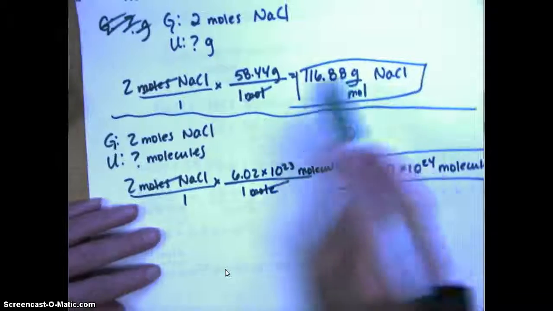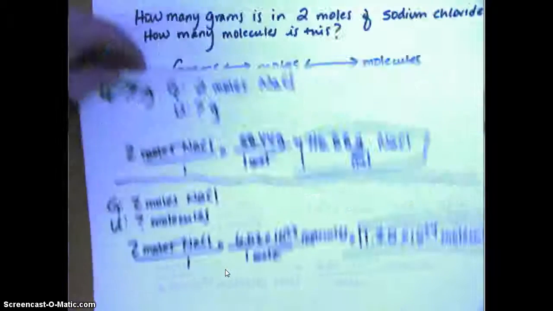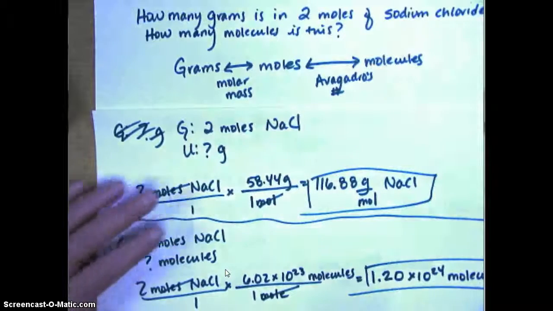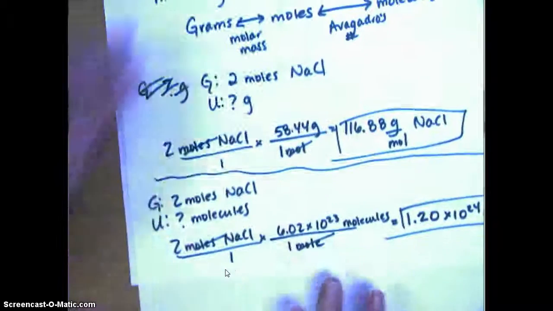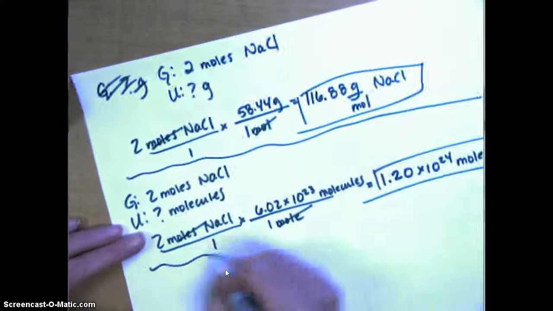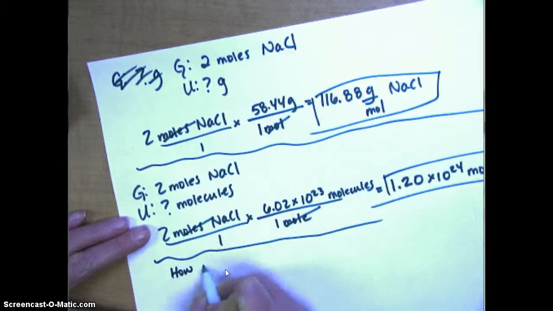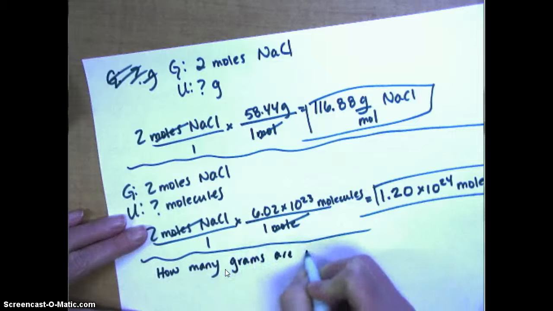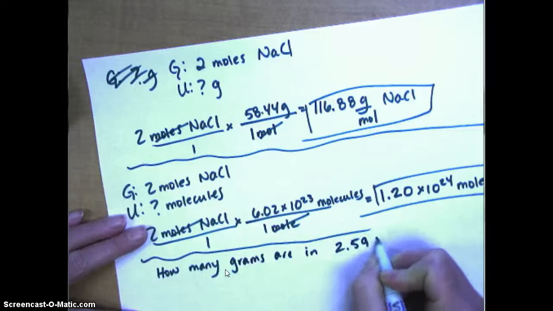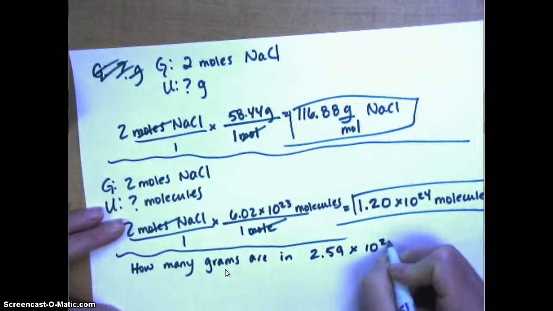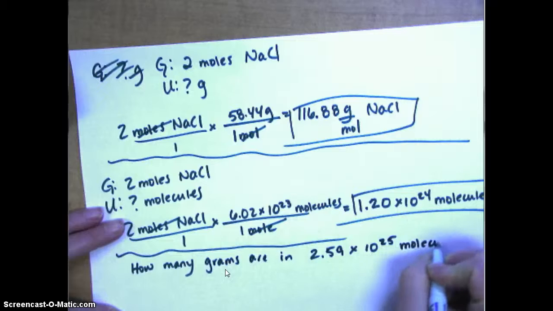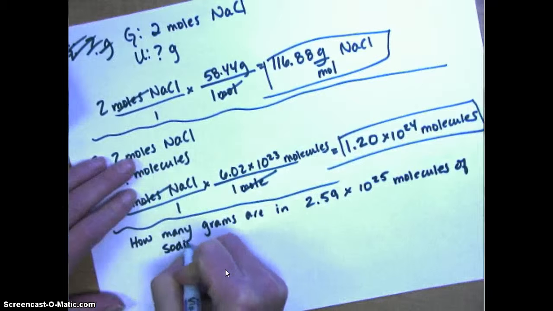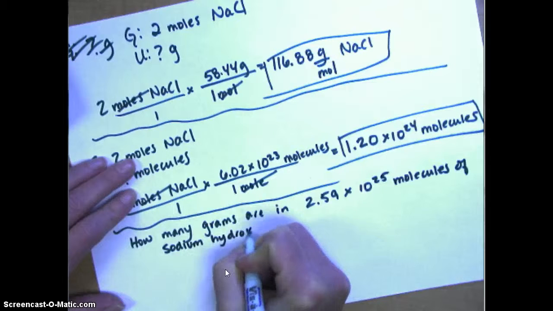So these are both one-step problems. We can also do a 2-step problem going from grams to moles to molecules. So let's say that we are looking for how many grams are in 2.59 times 10 to the 25th molecules of, let's use a strong base, sodium hydroxide, our friend sodium hydroxide.